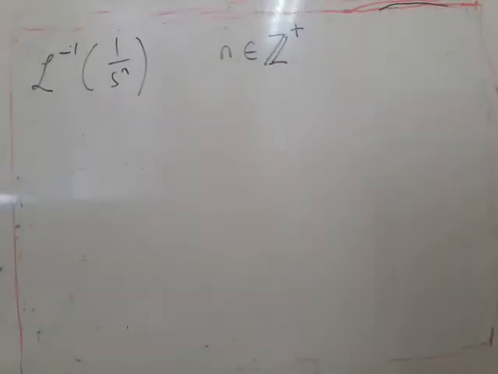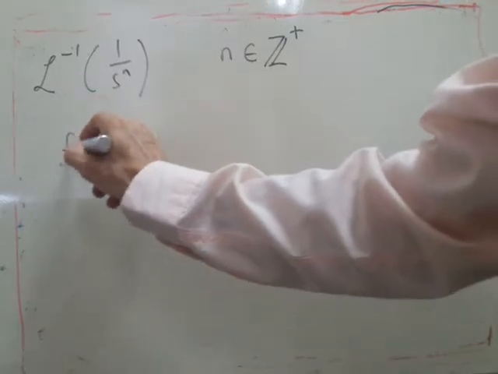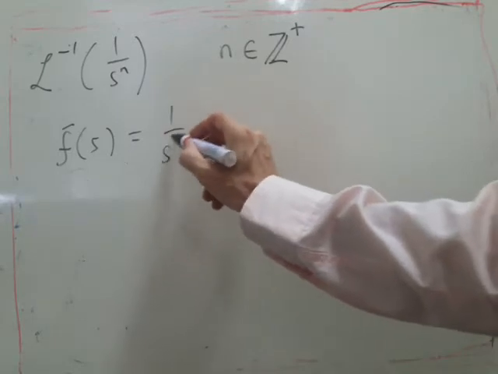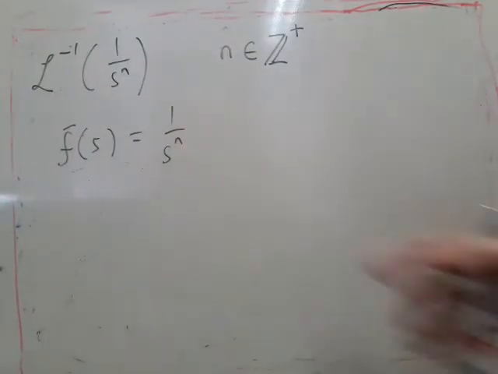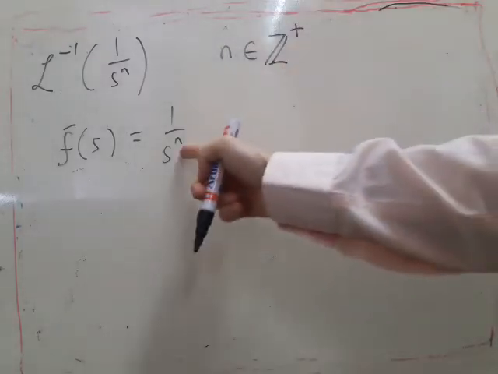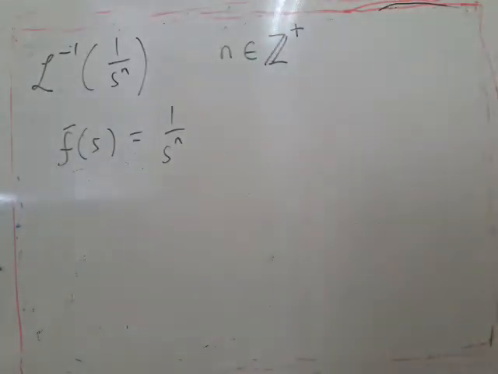So we want to find the inverse Laplace transform of 1 over s to the n, where n is a positive integer. So another way we'll write f bar of s is equal to 1 over s to the n. As n is an integer, this has no branch cuts. So this is very straightforward to find the inverse Laplace transform of. First note, obviously this has a pole of order n at s equals 0.